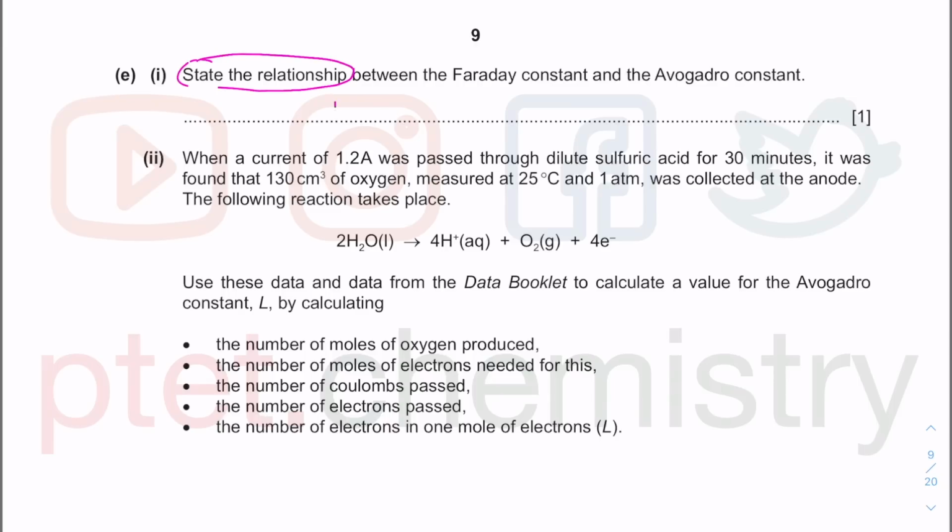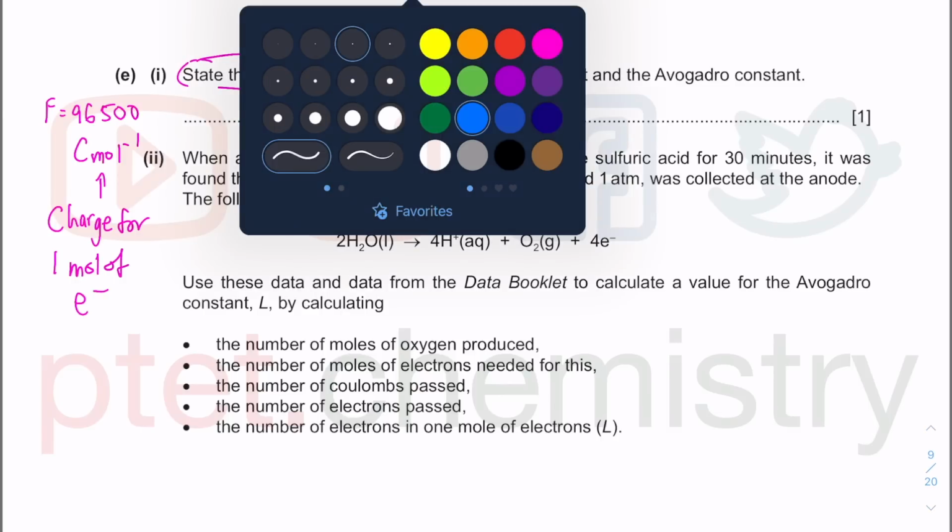So this is F equal to the Avogadro constant multiplied by the electronic charge, which is the charge for 1 electron. Faraday constant has a value of 96,500, and the unit is coulomb per mole. This is the charge for 1 mole of electrons. If you have the charge for 1 electron, you multiply by 1 mole of electrons, you're going to get the charge for 1 mole of electrons. That's basically what it means there.